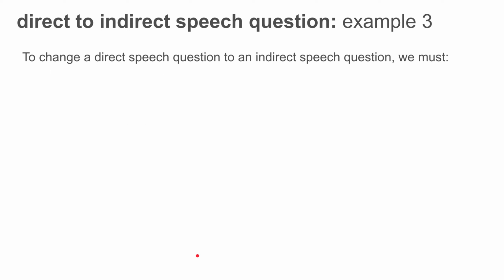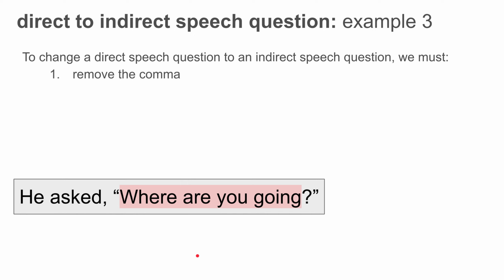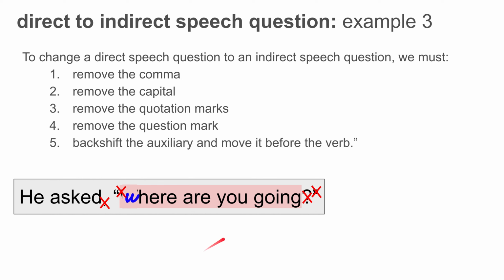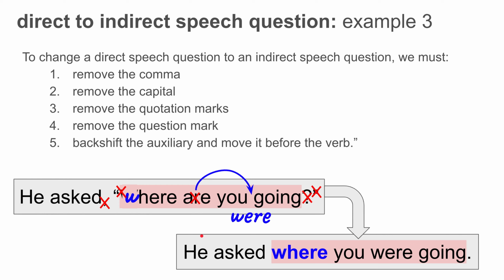Okay, let's look at another example. Again, we remove the comma, remove the capital, remove the quotation marks, remove the question mark, backshift the auxiliary, and move it after the subject, not before, but after. So not where are you, but where you were. And we're left with this. He asked where you were going.